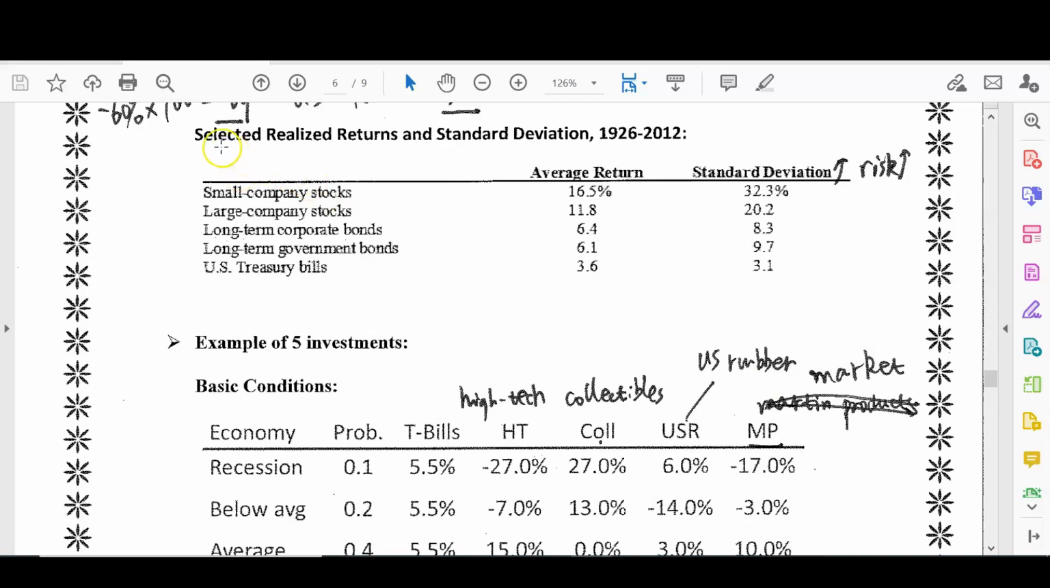This graph shows us selected realized returns and standard deviations from 1926 to 2012 in the United States for different stocks, bonds, and treasury bills. We can see that it follows the higher return, higher risk principle. Small company stocks have the highest risk, so they have the highest return and highest standard deviation. Large company stocks have the second highest risk and second highest return. And then the return and risk decline as we go to long-term corporate, long-term government, and short-term corporate bonds.